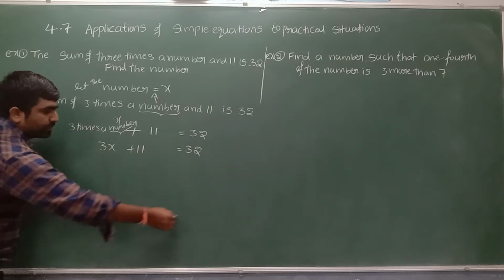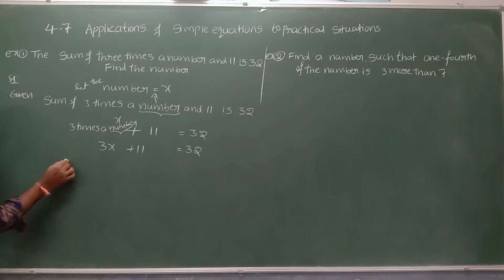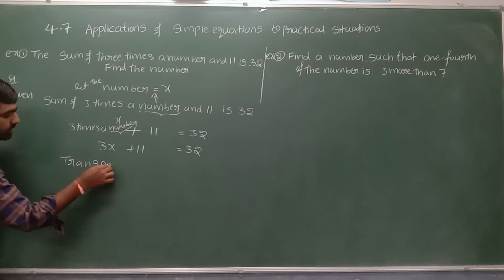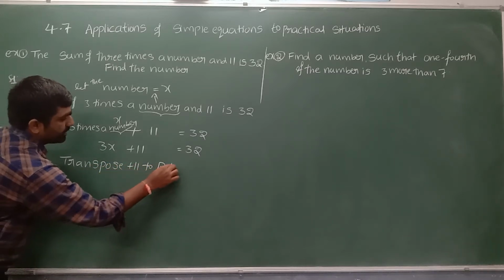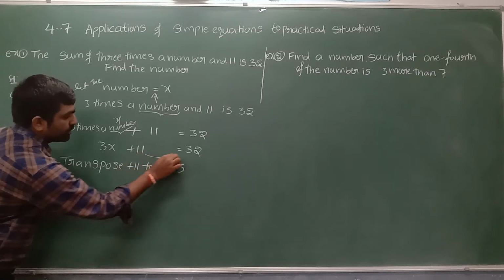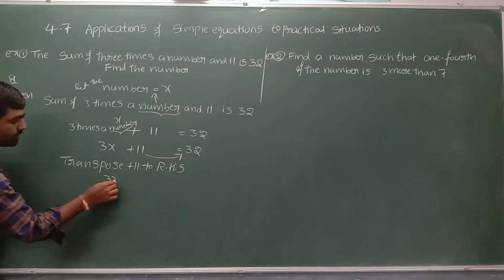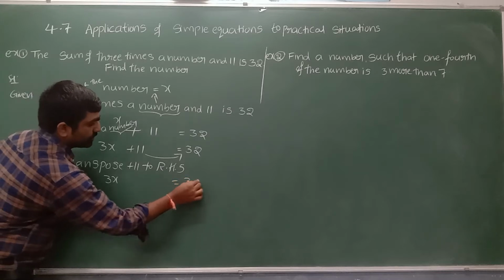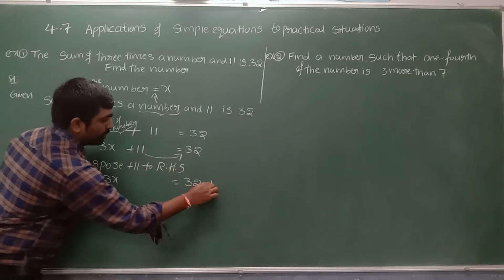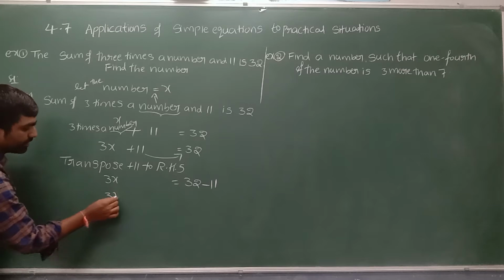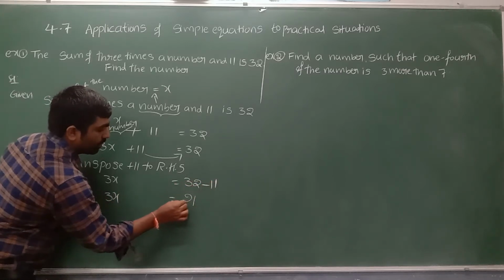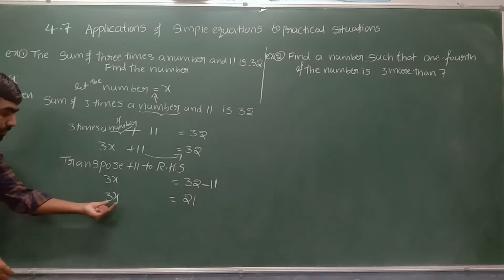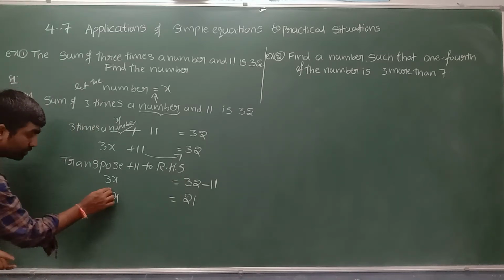So first let me transpose plus 11 to the right hand side. 3x is equal to 32 minus 11, since plus 11 becomes minus 11. 32 minus 11: 2 minus 1 is 1, 3 minus 1 is 2. I got 21.